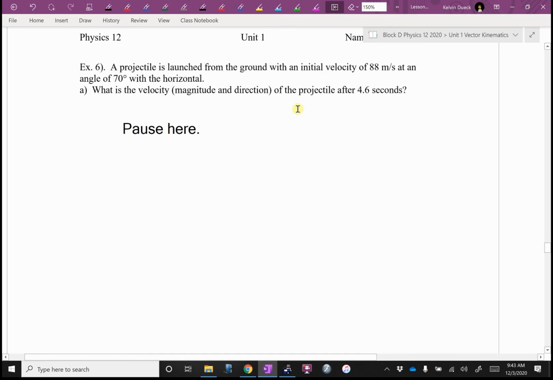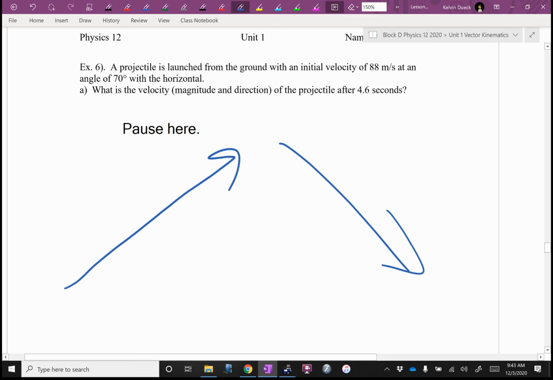We're launched from the ground. I would break that into its components. Vx is not going to change. After 4.6 seconds, I might let Vy final be 0 to figure out, am I on my way up or on my way down? So I would know whether to draw that or draw that.